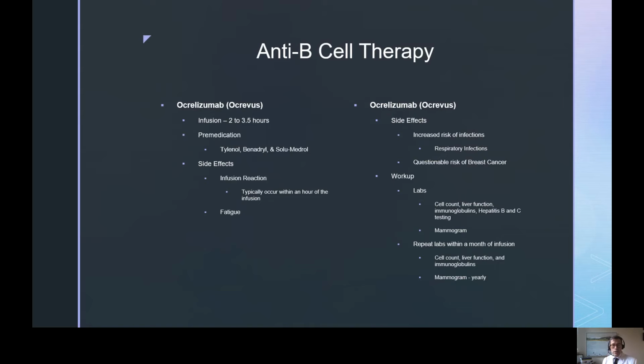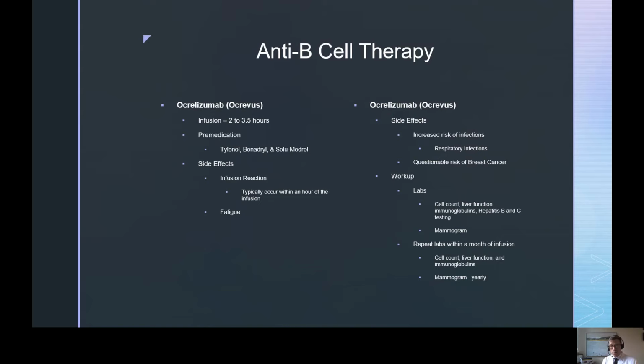Afterwards, patients may experience some fatigue from the medication, especially with the first few treatments, but most patients are able to go back to work or resume their regular activities of daily living the following day. Side effects besides infusion reactions include possibly increased risk of infections, particularly respiratory infections. There's also possibly an increased risk of breast cancer.